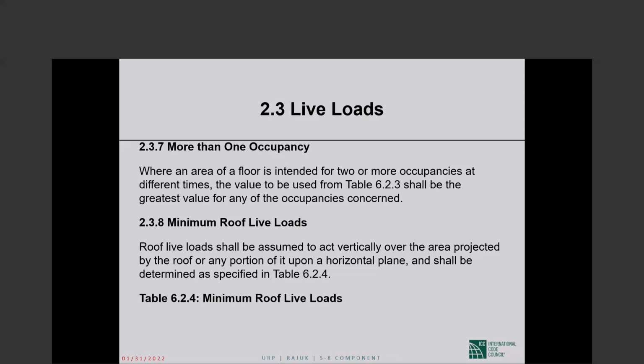Minimum roof live loads. So floor live load is L, roof live load is L sub R. Roof live loads shall be assumed to act vertically over the area projected by the roof or any portion of it upon a horizontal plane like all live loads, and shall be determined as specified in table 6.2.4. So the table that gives you floor live loads also gives you roof live loads. Same.